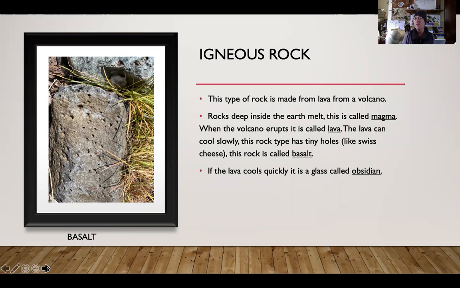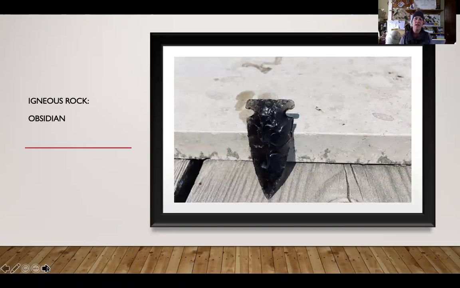It can cool very slowly and leave tiny holes in the rock. Looks like Swiss cheese. So if you find a rock with a bunch of tiny holes in it, it's probably a basalt. If the lava cools really quickly, it's a glass, and it's called obsidian. So here's a picture of my obsidian arrowhead. See, it's glassy and shiny.